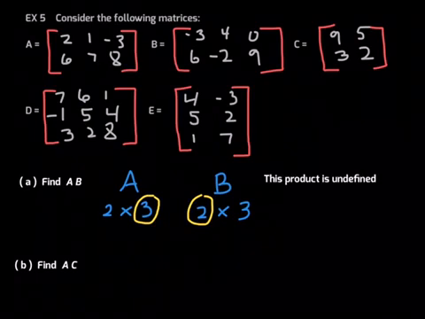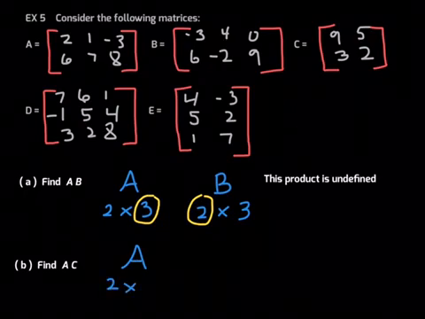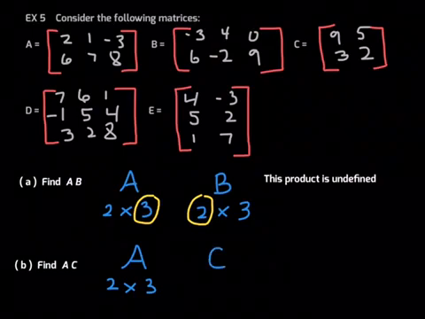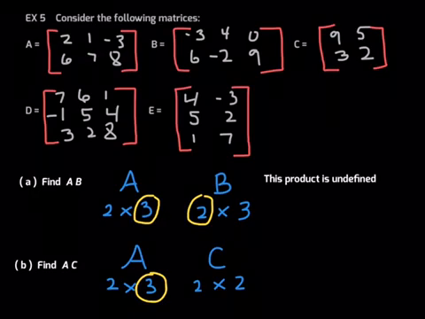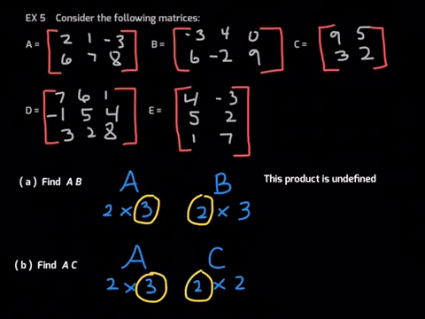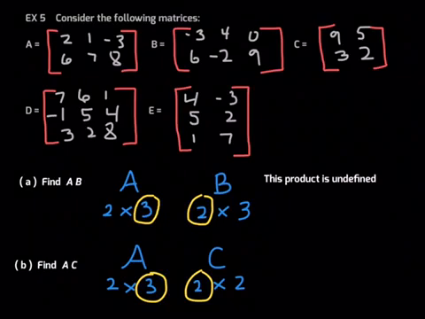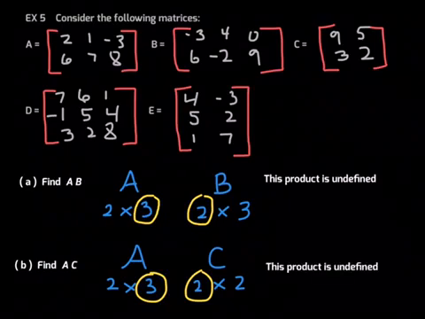A times C is what they're asking you. All right, let's see if we can do it. Matrix A has order 2 by 3. We already said that. Matrix C has order 2 by 2. All right, can we multiply? Well, matrix A has 3 columns. Matrix C has 2 rows. Those two numbers are not the same. So once again, this product is also undefined. All right, so let's move on to the next question then.